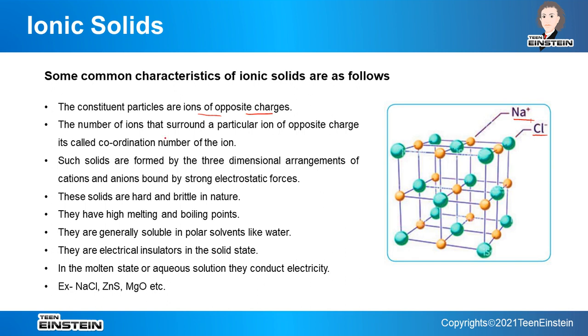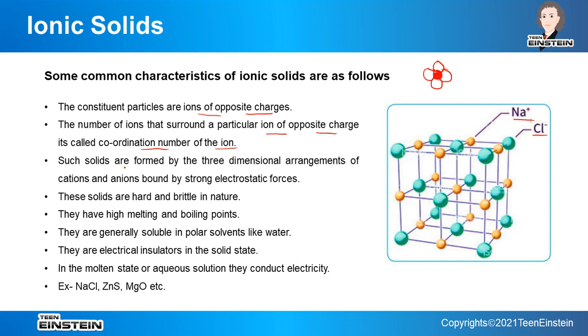And the number of ions that surround a particular ion of opposite charge is called the coordination number of the ion. So what does it mean? Suppose we have one ion, and surrounding it there are 1, 2, 3, 4 ions. So what will we say? What is the coordination number of this ion, which I am making solid color? It has coordination number 4, because 4 ions are surrounding it.